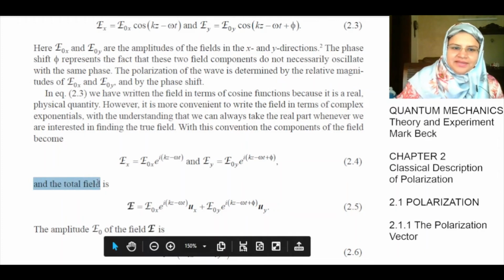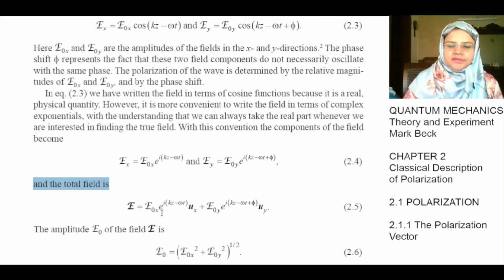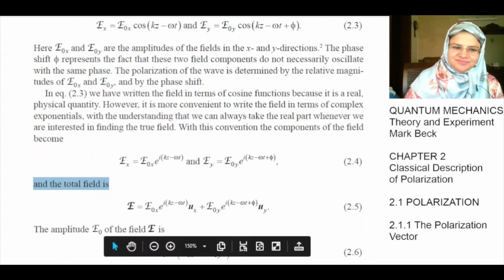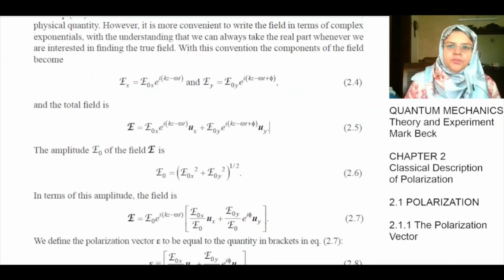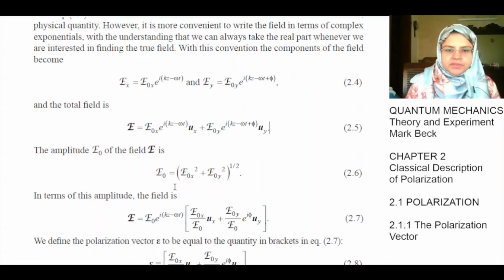And the total field is E = E0x e^(i(kz - ωt)) u_x + E0y e^(i(kz - ωt + φ)) u_y. We can also call E0 as E naught. The amplitude E naught of the field E is E naught = √(E naught x² + E naught y²).